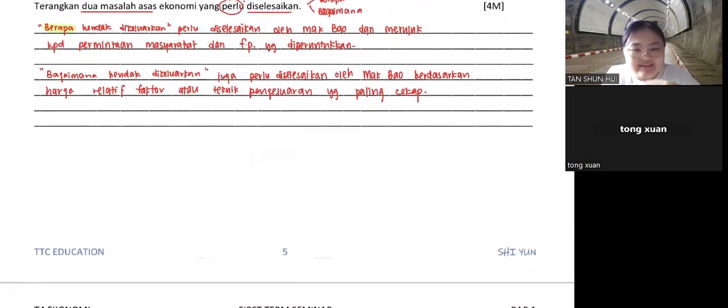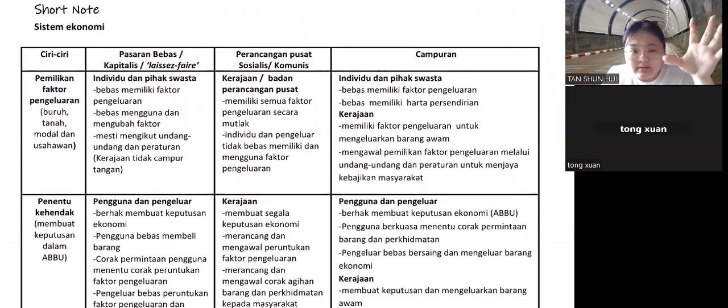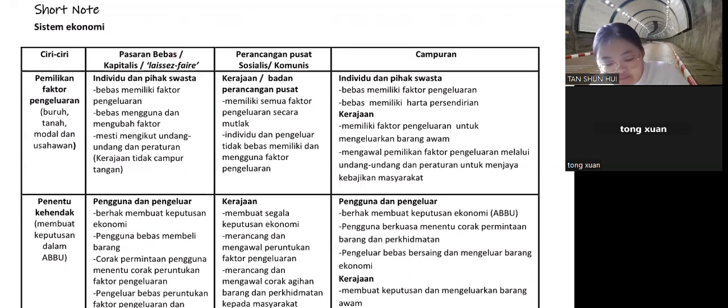Okay. Now, next one, yeah. This is the part with a lot of words. System economy. How many types of economic system do we have? We have all kinds, a lot of types, but we only learn 3 types. The first type is what we call pasaran bebas, or some countries call it capitalist or even laissez-faire, but they always refer to the same thing, which is free markets. Freedom, full of freedom.